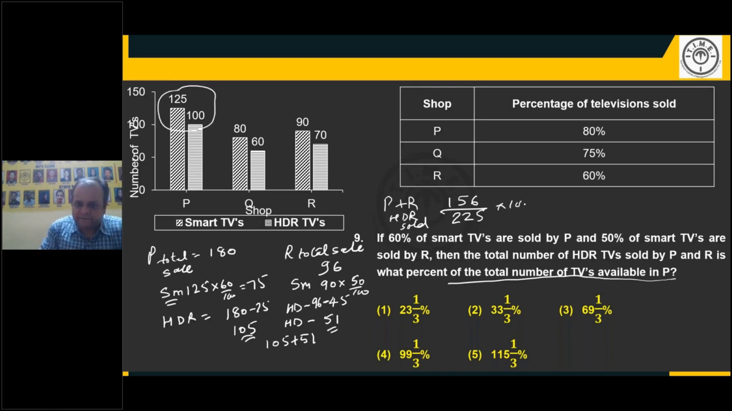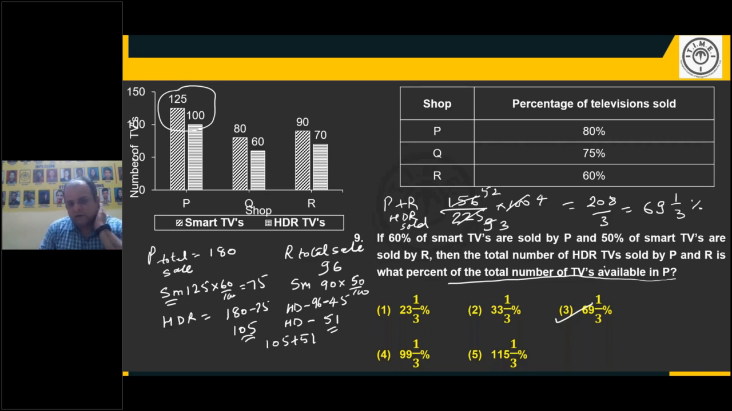So into 100. Now, if we solve this, we can cancel with 25. So 25 nines are and 25 fours are, and this we can cancel with 3, and this will be 52. So this comes out to be 208 upon 3, which is 69 1/3%. So our answer should be the third option, which is 69 1/3%.